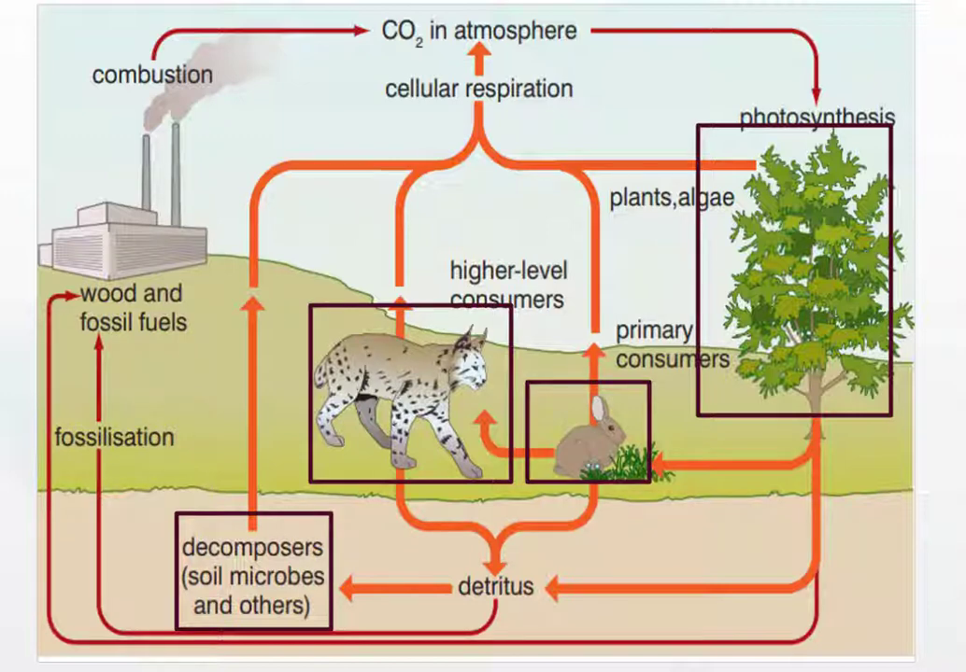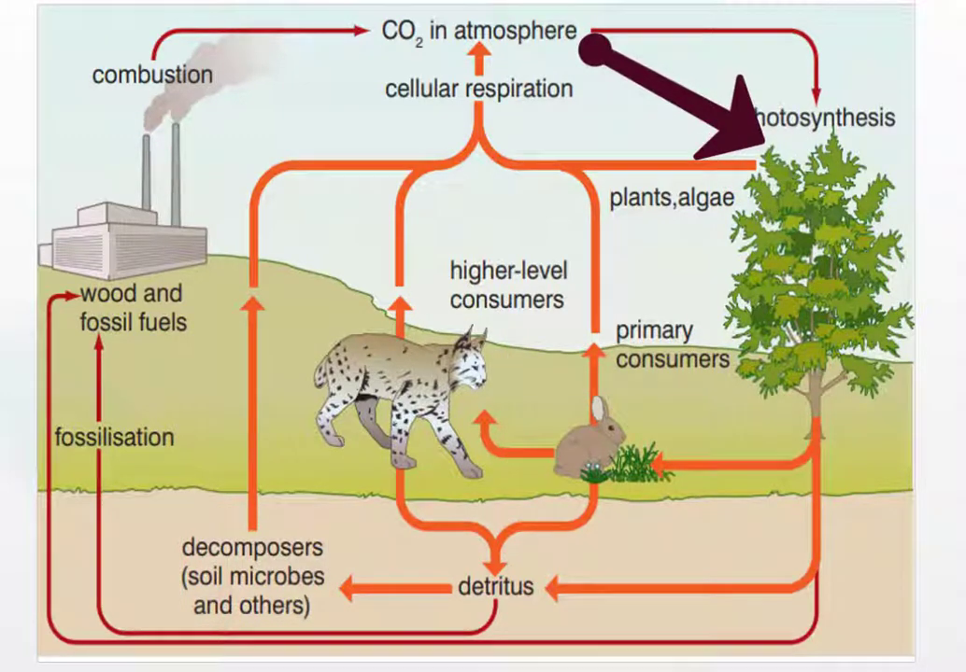As we can see from the diagram, carbon in the form of carbon dioxide is absorbed by producers, or plants, to make organic compounds like carbohydrates, lipids, nucleic acids, proteins, and others through photosynthesis. Photosynthesis is the process that fixes carbon atoms from an inorganic source, carbon dioxide, into organic compounds.